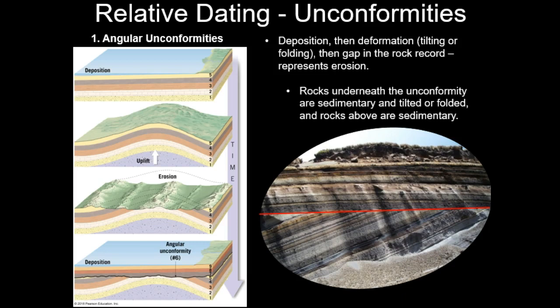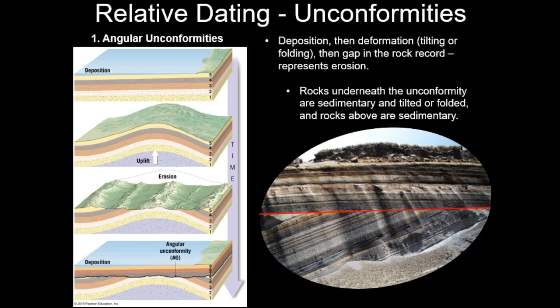Okay, so let's first take a look at angular unconformities. This is probably the easiest one to recognize, as it consists of tilted or folded sedimentary rocks that are overlain by younger, more flat-lying strata. So it indicates that during a pause in deposition, a period of deformation occurred consisting of folding or tilting the strata, and later of erosion that took out part of that tilted or folded strata. After that happened is when the deposition resumed or started again.